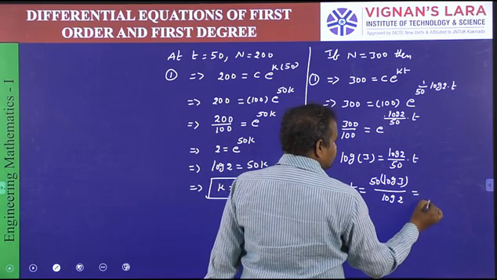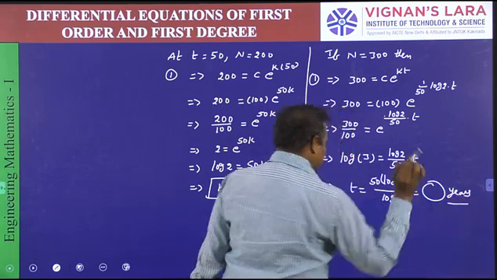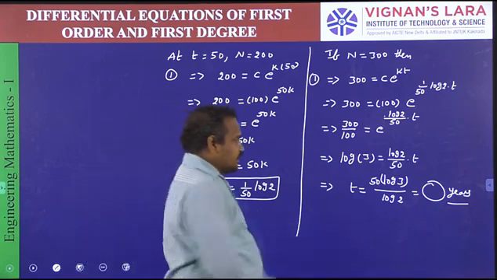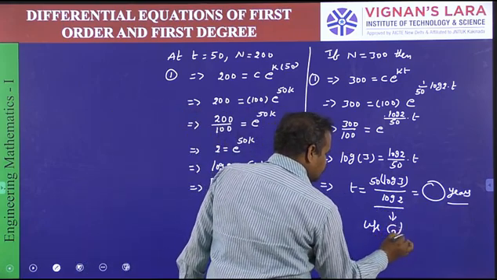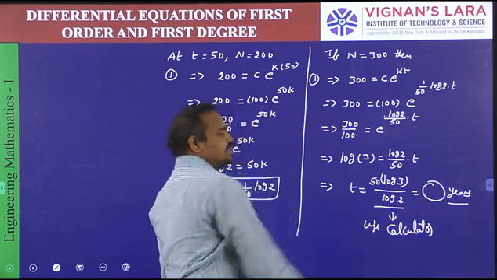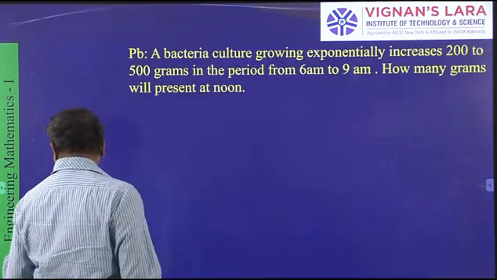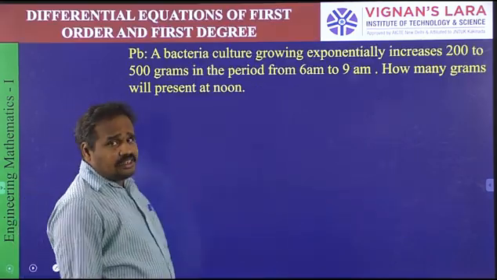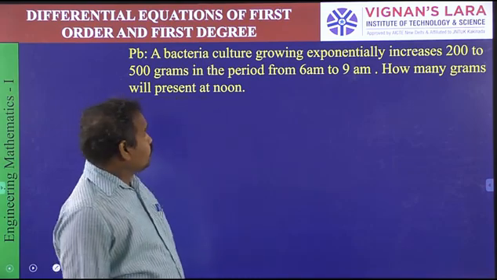Whatever value you get, that one is like this. Use a calculator for the value of this one. You will do that. Like this, we are evaluating the problem. So this is the last problem related to the law of growth or decay.